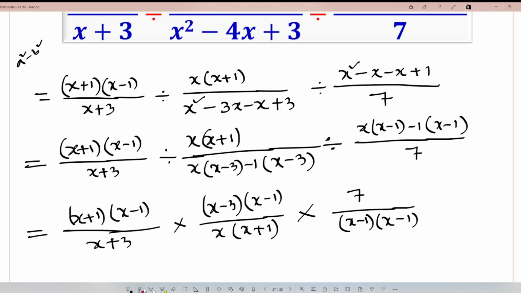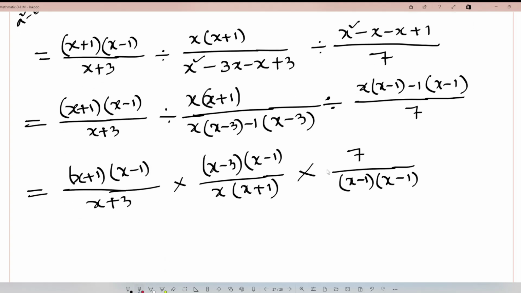So now we find out what expressions we can cancel. Look, here is x − 1 and here is x − 1, we can cancel, and here x + 3, x + 1 and x + 1 we can cancel. Again here x − 1 we can cancel. So our answer is 7 divided by x(x + 3), right?